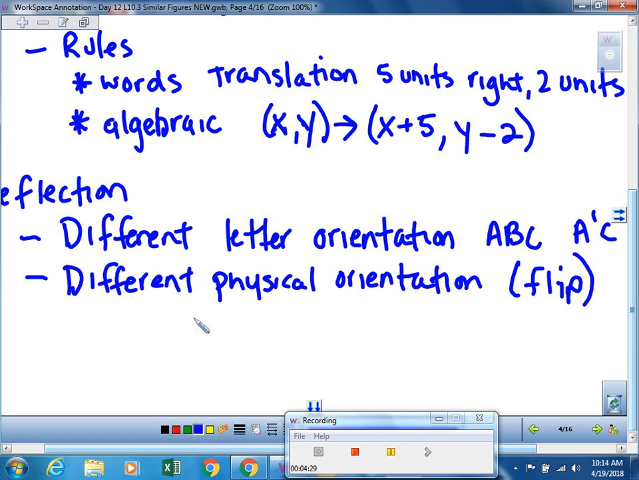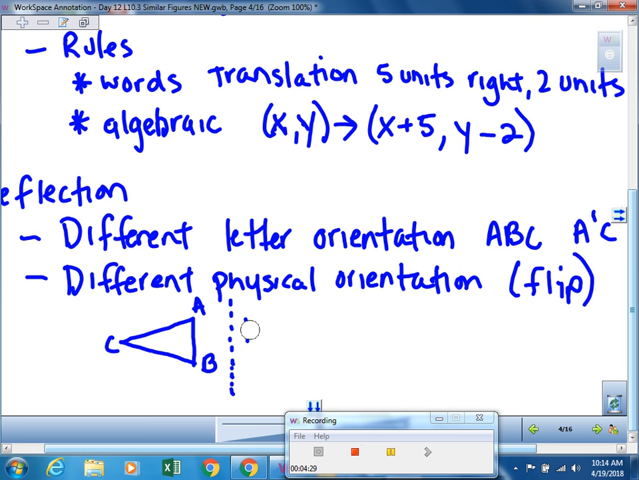So on this one, I'm going to kind of accentuate this triangle like that. Okay, so if we have ABC right here, and here is my axis line, then on this side, not that close, it looks like this. And it would go A prime, C prime, B prime.